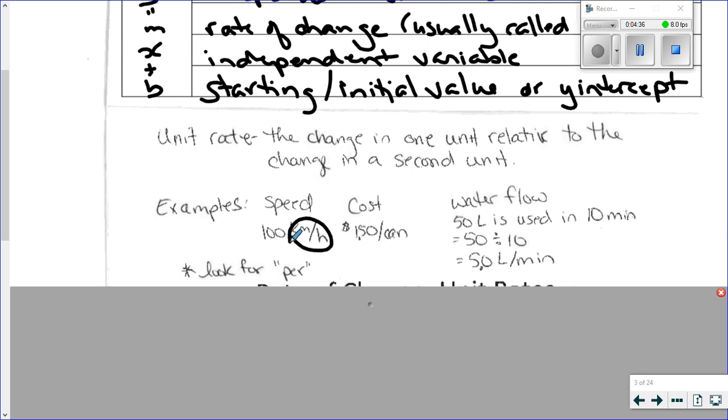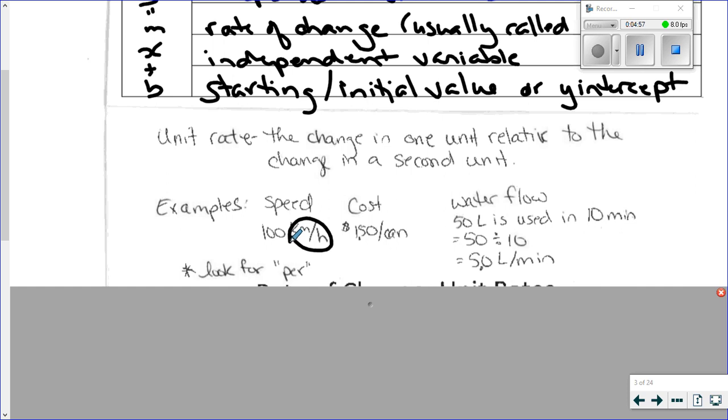Cost is another one. We might not think of it as a unit rate, but whenever we go into a store and say, hey, look, there's a can of Coke for $1.50 a can, that's a unit rate. We're so used to think of it as $1.50 a can that we don't really think of it in terms of its mathematical terminology, because why would we? We're normal human beings, at least most of us are, and we don't think that way.